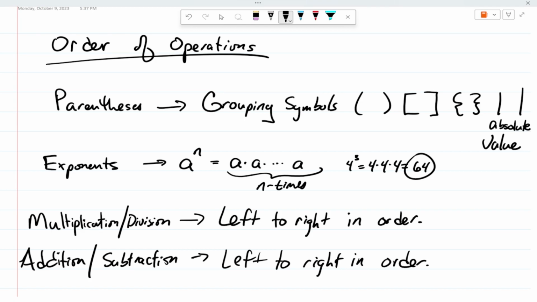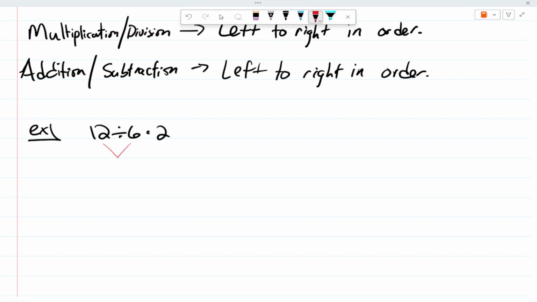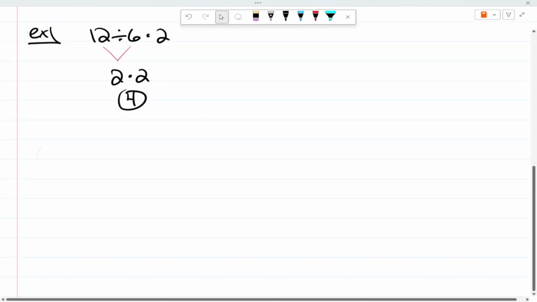So, going back to the original problem, 12 divided by 6 times 2, we have to do 12 divided by 6 first, which is 2. And then 2 times 2 is 4. And that is how we do this. So I'm going to just go ahead and do a couple examples here, all right, where we just simplify.